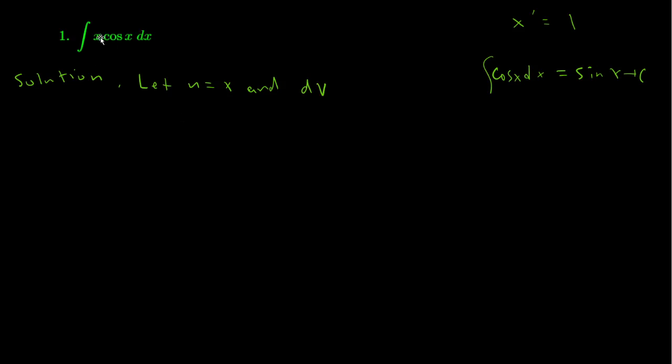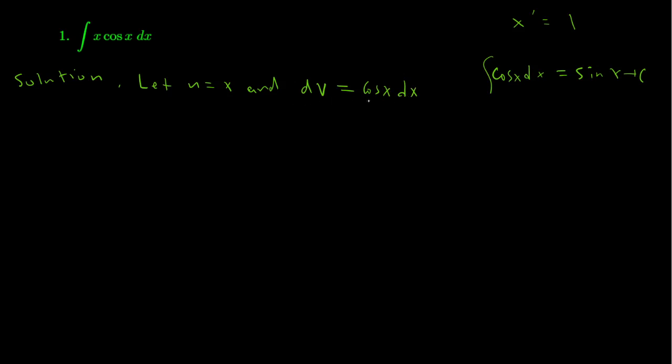Now let's recall the integrand is the product of two functions. We choose u to be x. For all the rest inside of the integral, we set it to be dv. We let all the rest be dv. By that we mean we set dv to be cos of x and then dx.